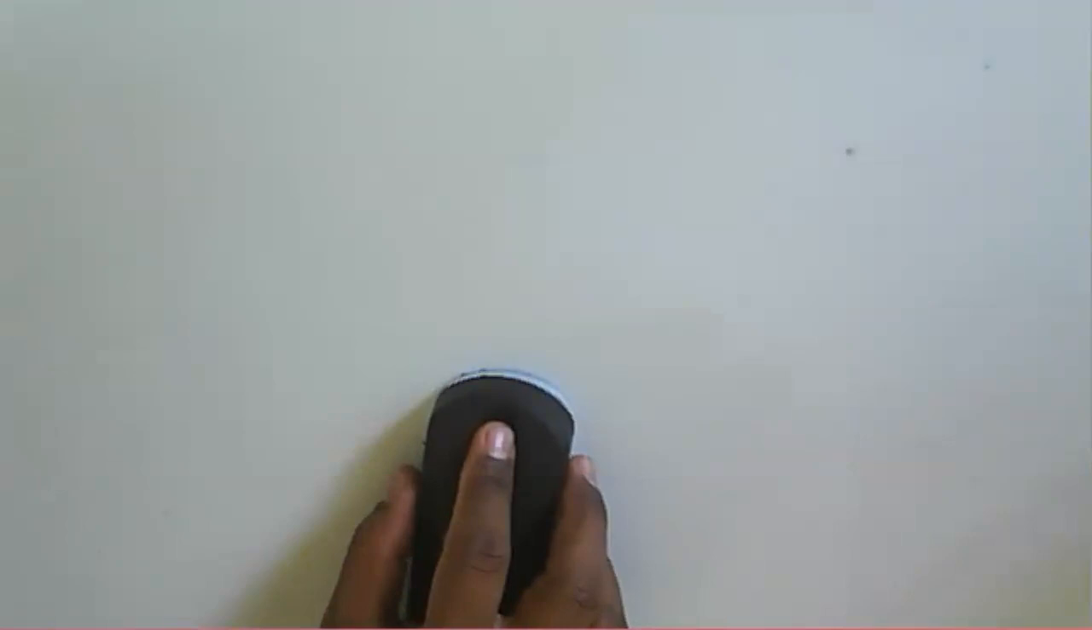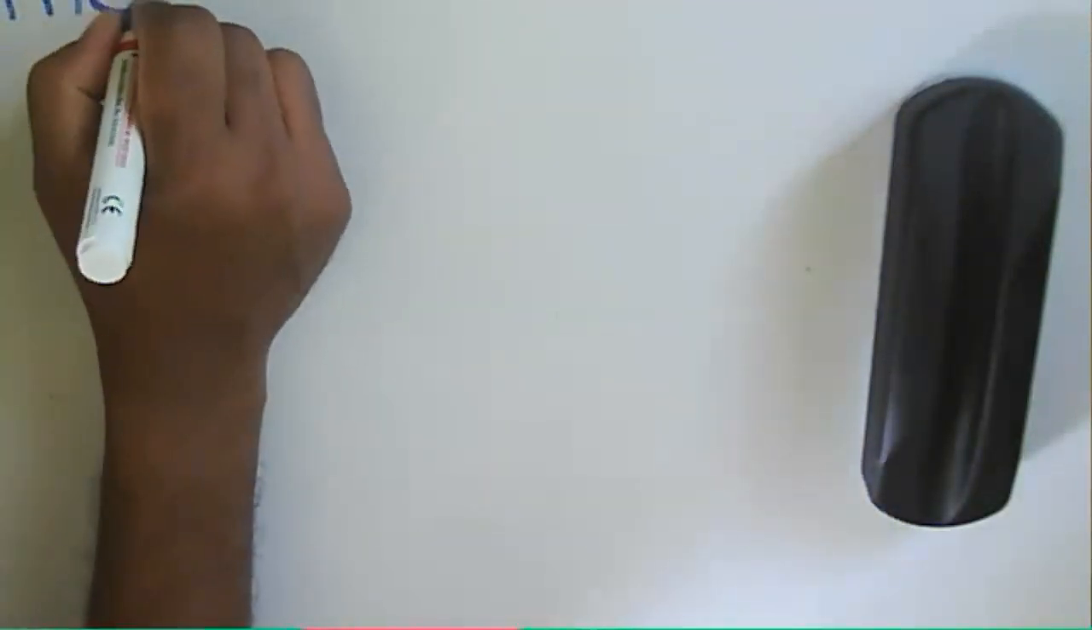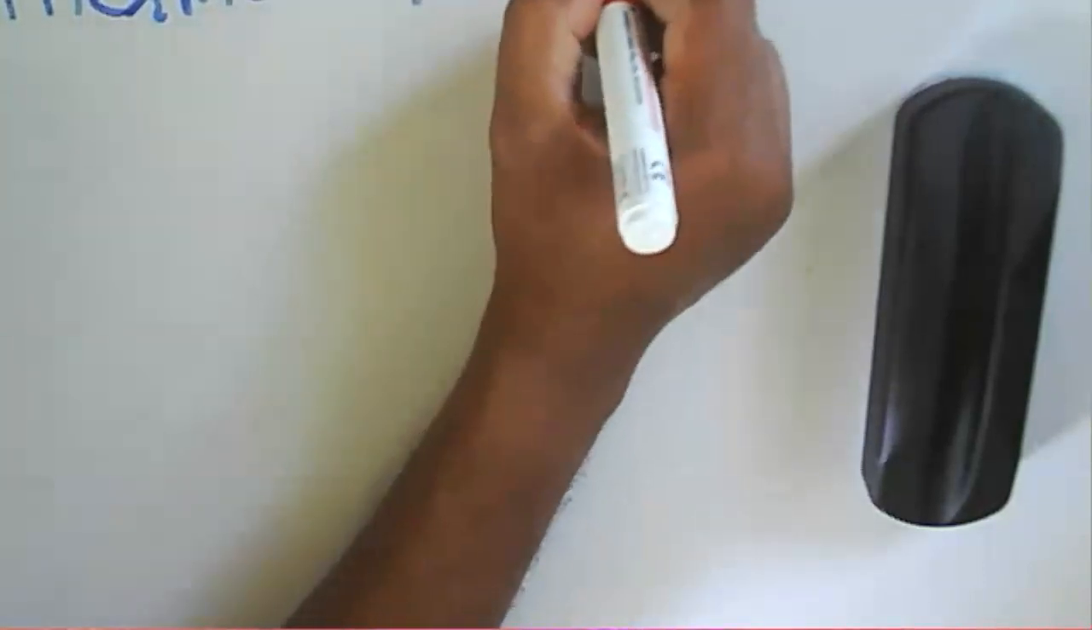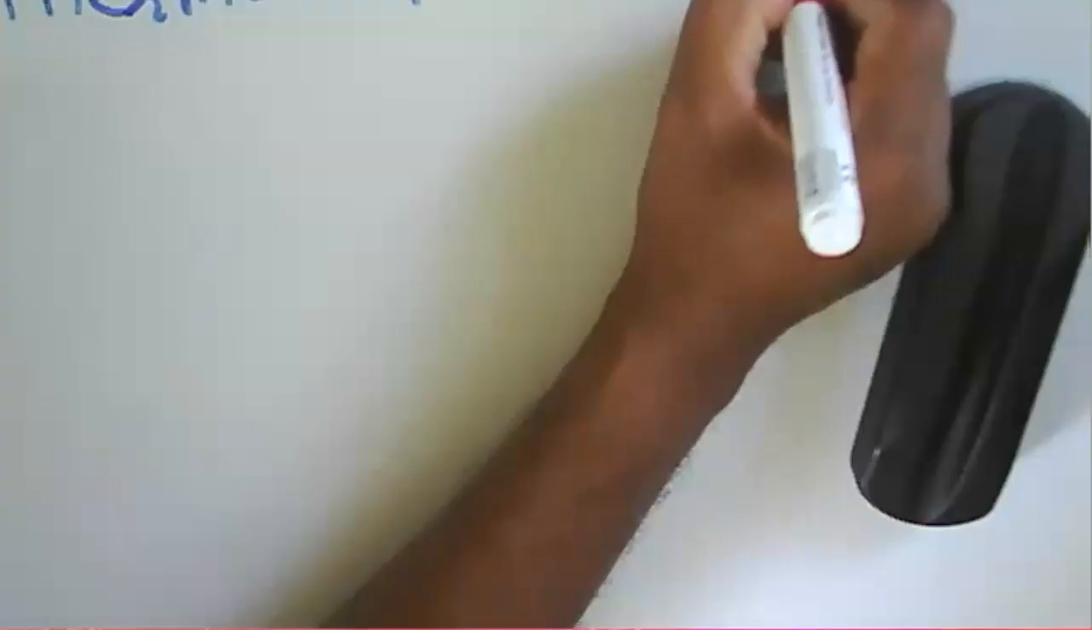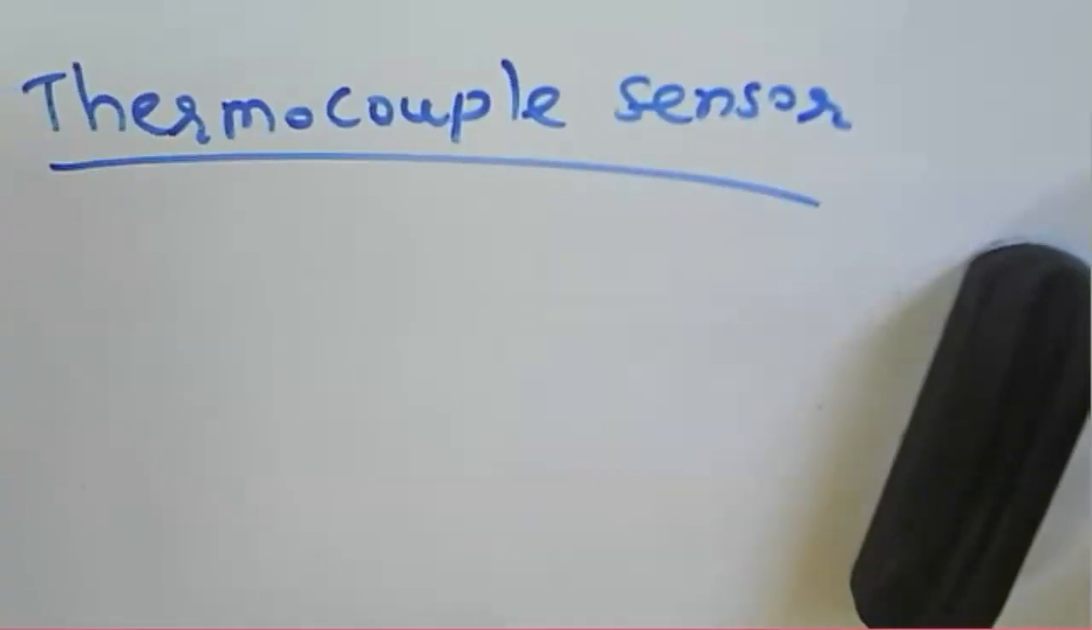So we have seen that there are low power measurement and high power measurement. Another sensor we can use is a thermocouple. That thermocouple provides you how much power is propagating through the device. This one is about a thermocouple sensor.